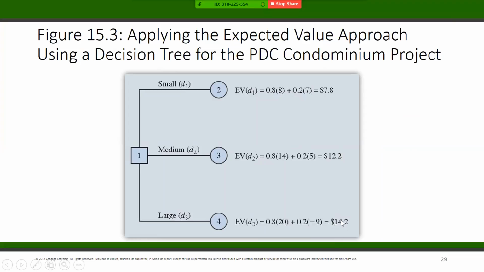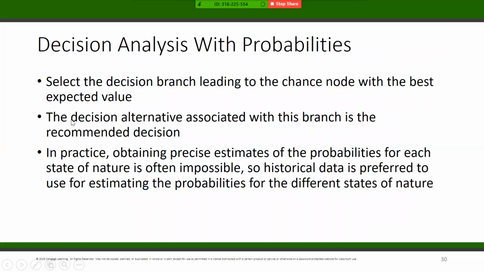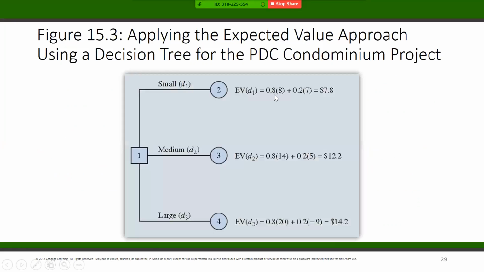This expected value is the highest, this is the lowest. So we select the decision branch leading to the chance node with the best expected value, which is the highest one, D3. The decision alternative associated with this branch is the recommended decision. Now in practice, obtaining precise estimates of the probabilities for each state of nature is often impossible. So historical data is preferred for estimating the probabilities for the different states of nature, so those 0.8s and 0.2s.